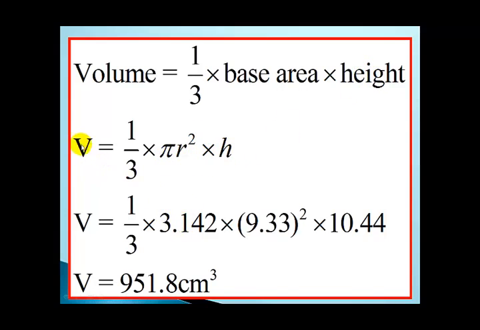So the volume V is equal to 1/3 times pi, which is now 3.142, times the square of the radius, that is 9.33 squared, times the height, and the height is 10.44. Now when we multiply 1/3 by 3.142 by 9.33 squared by 10.44, the volume is equal to 951.8 centimeters cubed. So the volume of the cone V equals 951.8 centimeters cubed.